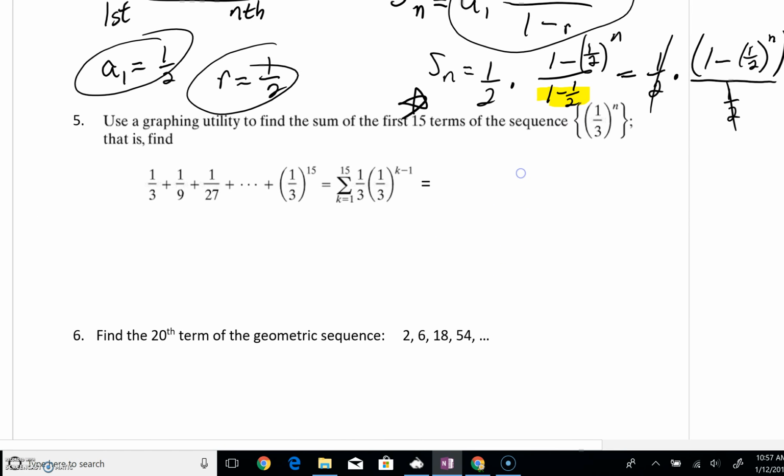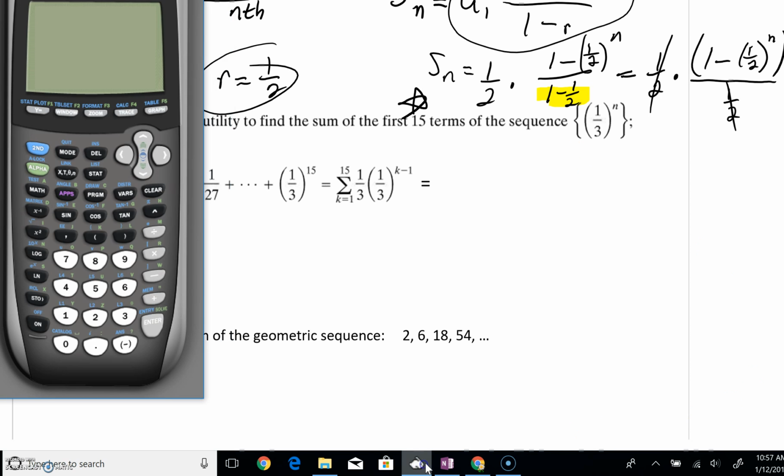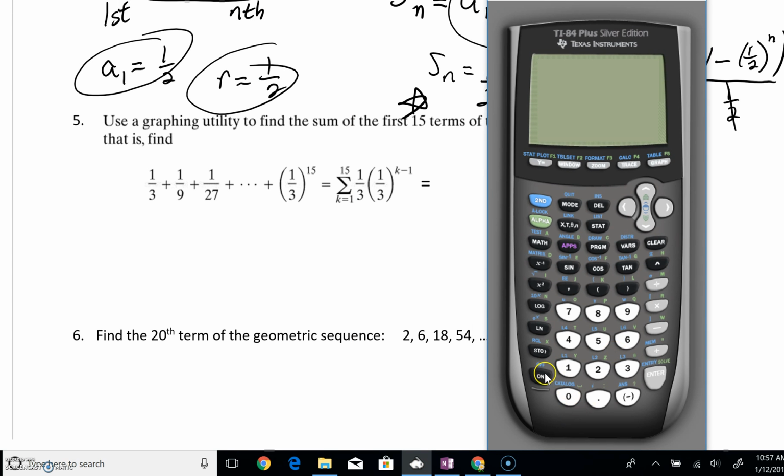Let's quickly take a look at number 5. We're going to use our graphing calculator to help us out here. And we have our sigma here. We're going to be adding up a geometric series where our first term is 1/3, and our r is also 1/3. And you can see this is really what's happening. We can hit math, come all the way down to number 10, and you're free to use whatever variable you'd like. I'm going to use x, and I'll type in x equals 1, and up here we'll have 15.